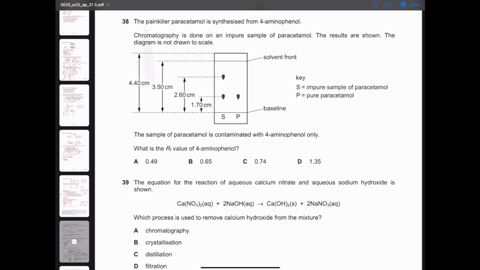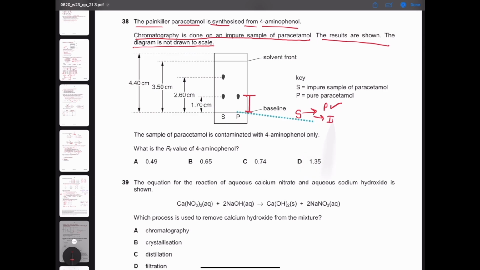See, the painkiller paracetamol is synthesized from 4-aminophenol. Chromatography is done on an impure sample of paracetamol. The results are shown. The diagram is not drawn to scale. So there is paracetamol. It contains pure paracetamol as well as some impurity. Okay. So here they are showing you what a pure paracetamol sample will look like. The pure paracetamol sample will only travel this distance. But now in the impure sample that you have, a little paracetamol is there, and a little impurity is also there. All right. So we can simply say that the impurity will have a different distance.